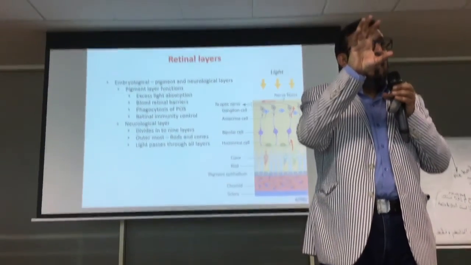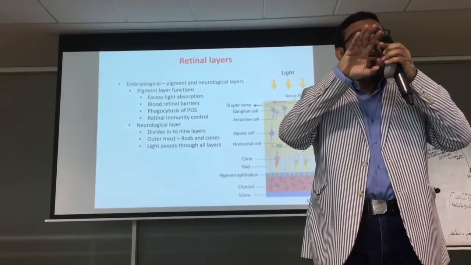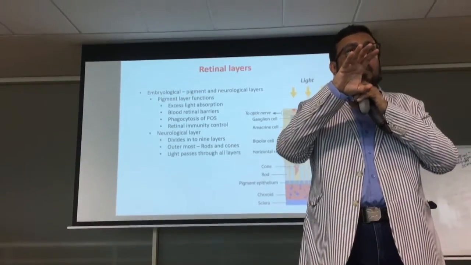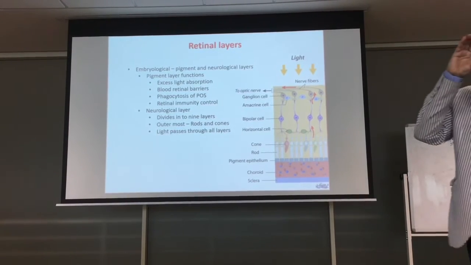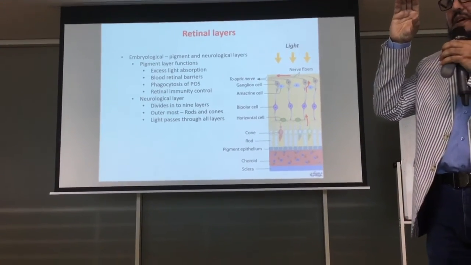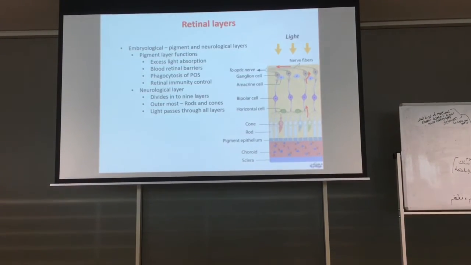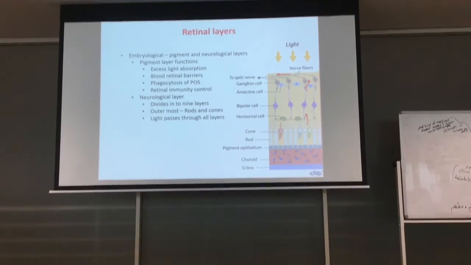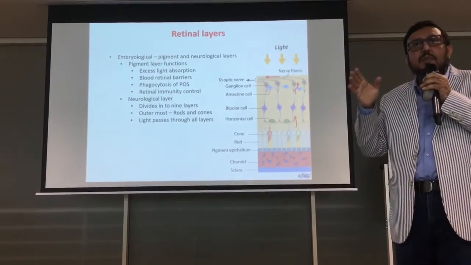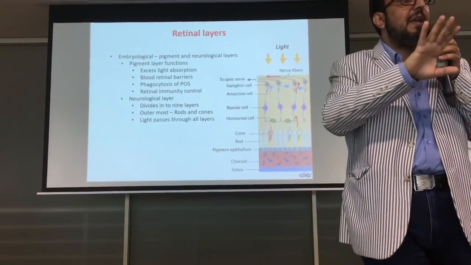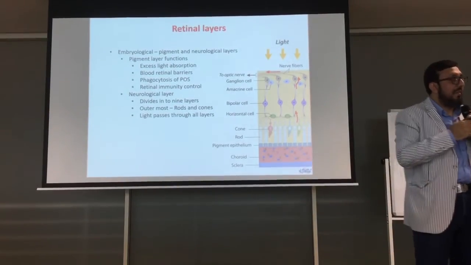The optic cup is comprised of two layers: the layer which is covering the inner side of the cup, and the layer which is covering the outer side of the cup. The layer which covers the outer side of the cup makes only the pigmented epithelium, and the layer which is inside will make all the rest of the neurological layers. So in short, the outer layer will make the pigmented layer, the inner layer will make the neurological layers. Okay, the neurological layers will be further divided into many layers.